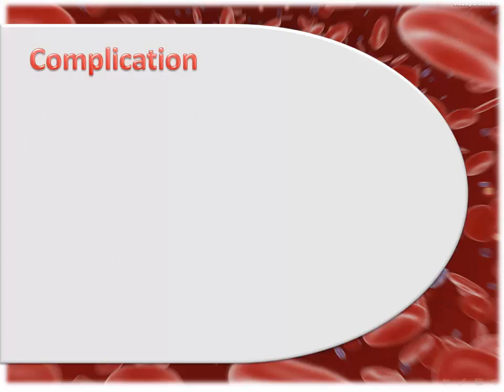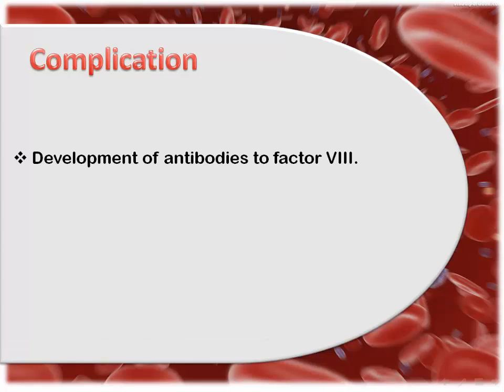Complications of hemophilia A. The complication associated with treatment is development of antibodies to factor 8, and this happens in about 30% of people with severe hemophilia. And management of such patients is very difficult, because even when given high doses of factor 8, there may not be an increase in the level of factor 8 to the level that we need, because these antibodies will attack the factor 8 and abolish it.